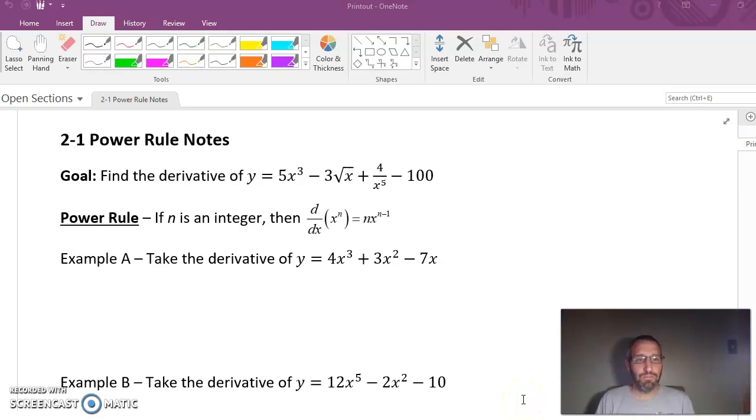Right, let's jump into the 2-1 power rule notes here. Usually I have a section before this one to set up the structure and the overall thinking of what's going on here. But it's a little bit more labor intensive, and it's probably better for an in-person learning environment.